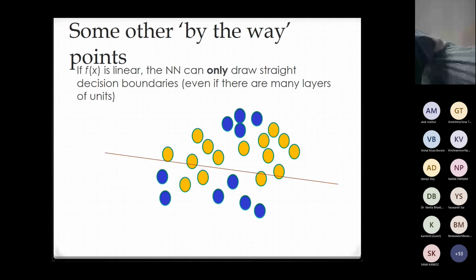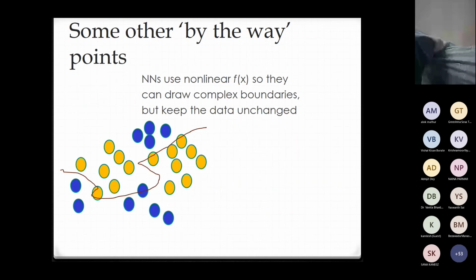By the way, if you have linear data, unlike the last slide which was non-linear, then a neural network can only draw a straight decision boundary, because with a linear data set you don't have any problem. With many layers you can combine units and get the results. So you can set them according to your linear and non-linear values. And if you have non-linear f(x), they can draw complex boundaries, but keep the data unchanged.